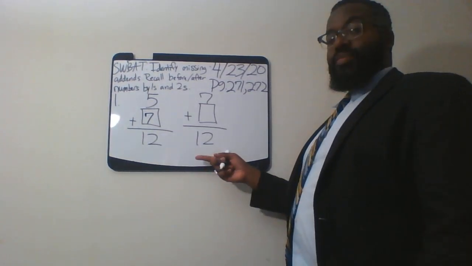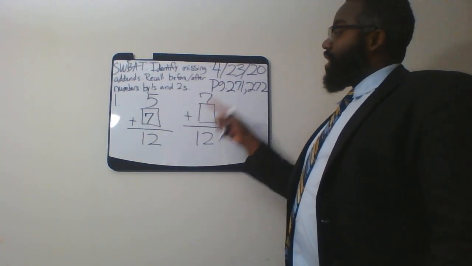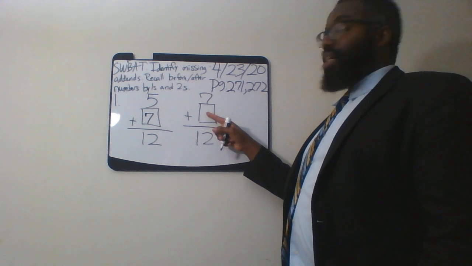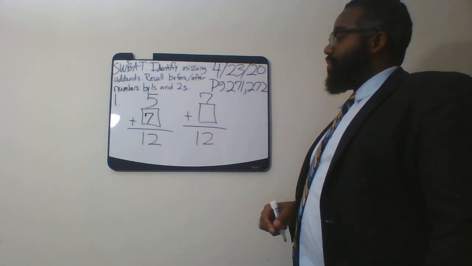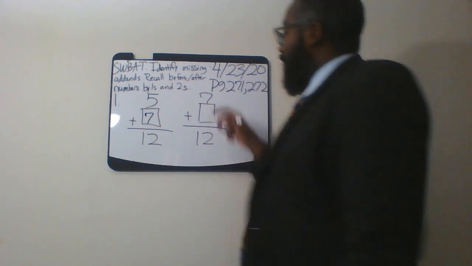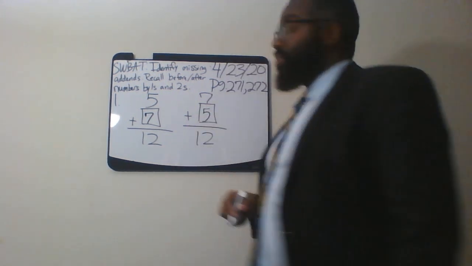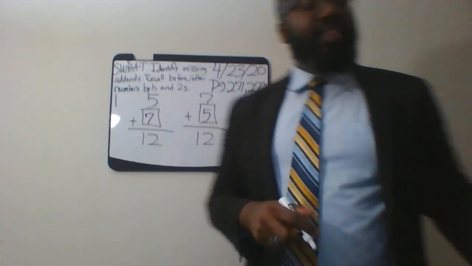Now, here's a very similar problem. 7 plus an unknown number will give you 12. 7 plus 5. Good job. 7 plus 5 will give you 12. So that's how you solve number one.